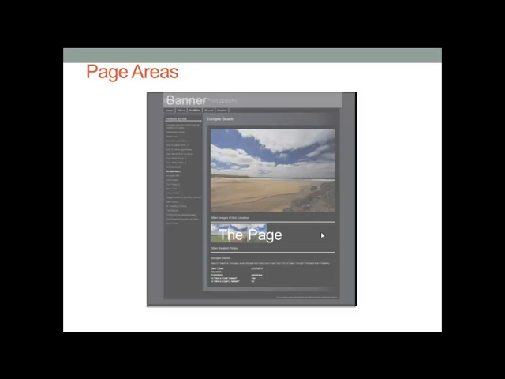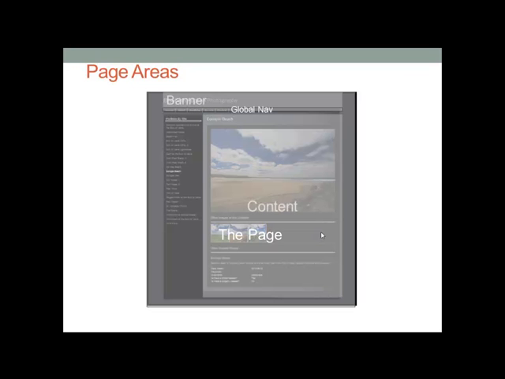So we have this top level area up here. Let's call that the banner. This top level area right here, let's call that the global nav. This area over here, let's call that the content area, and the local nav area. So what we would say is that we have a page container or a page area. That's the entire page.